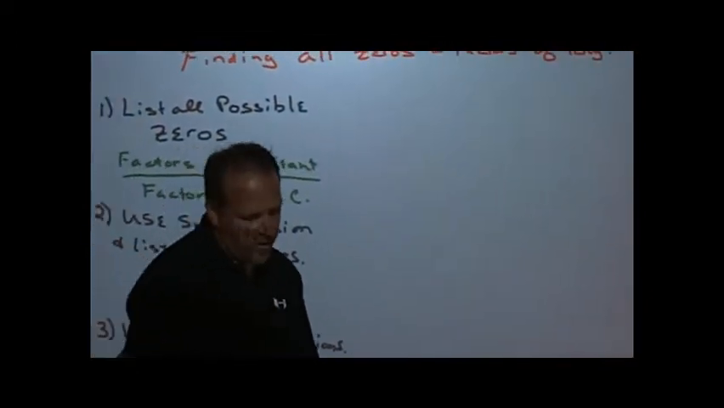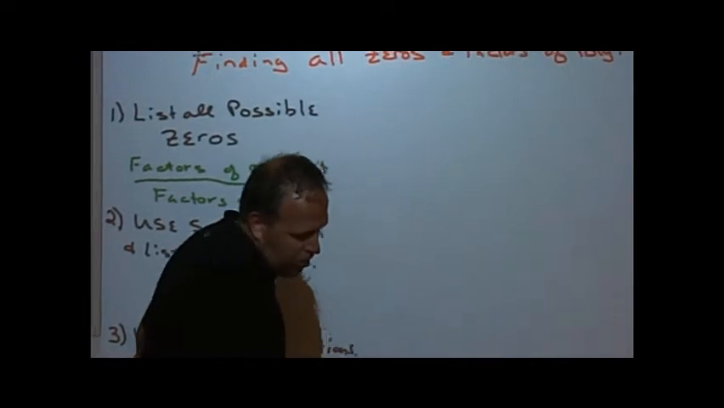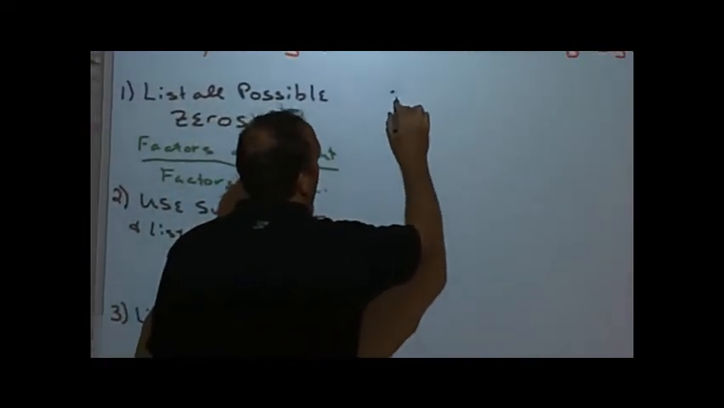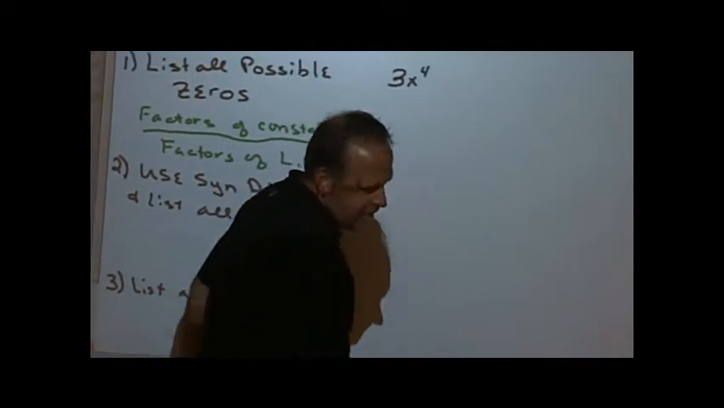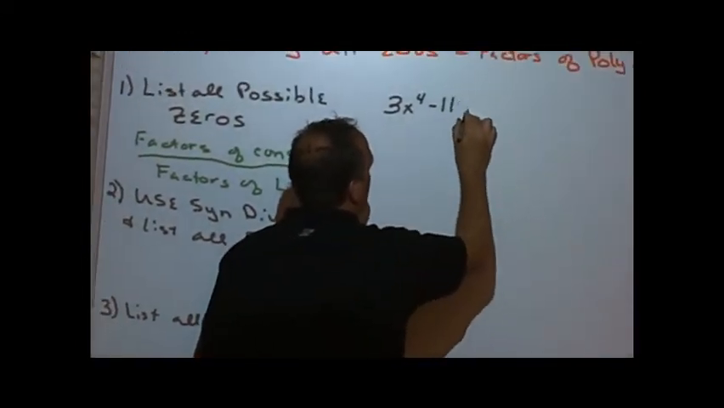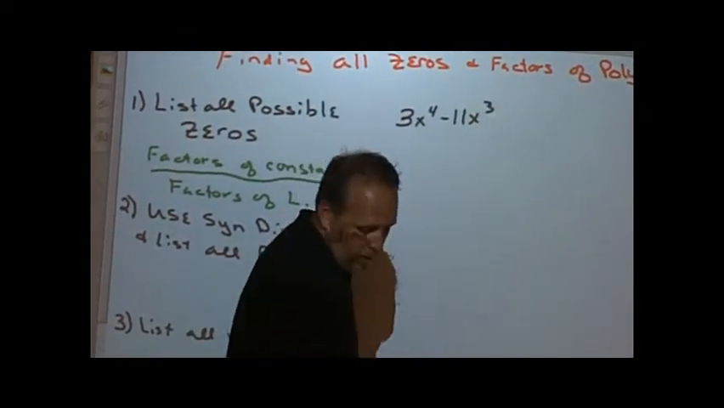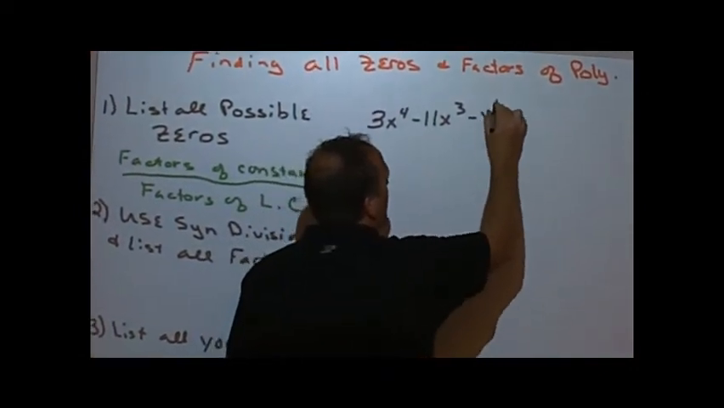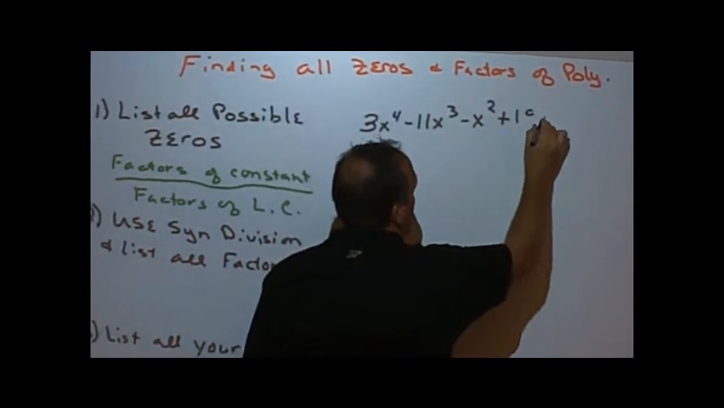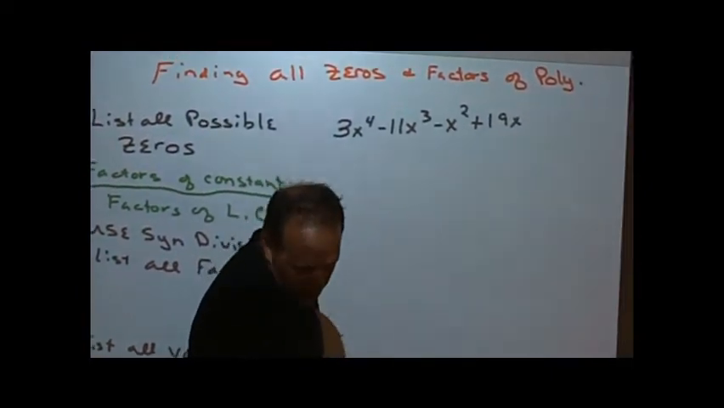Alright, we'll try this one, see if it works. I have no idea if this is going to work or not, so we'll see. 3x to the 4th is the tough one. 3x to the 4th minus 11x cubed. And if it doesn't work, I'm just kind of going off this. Minus x squared plus 19x plus 6.